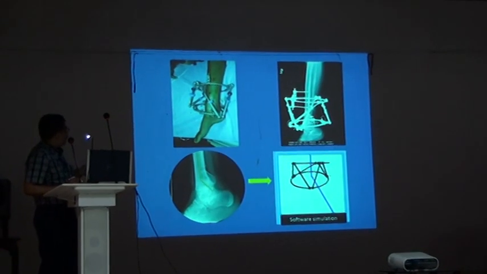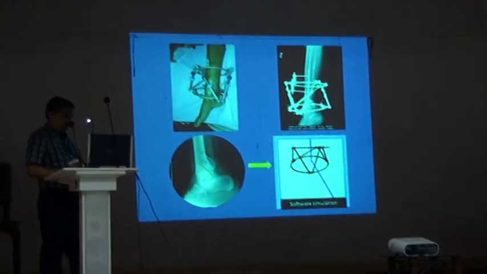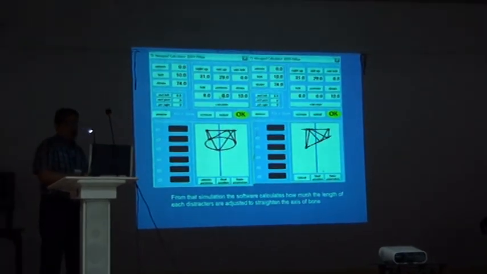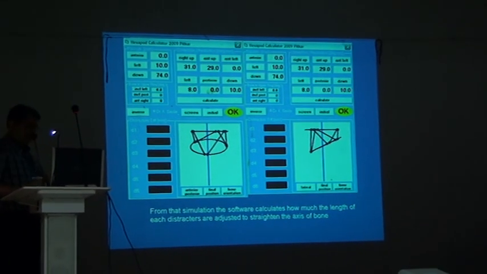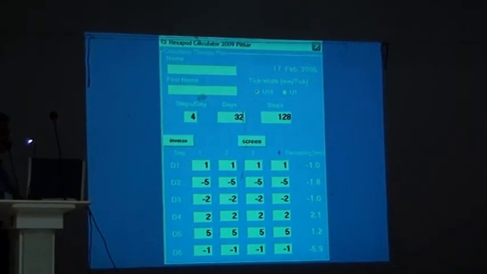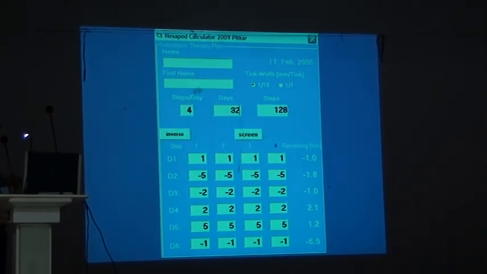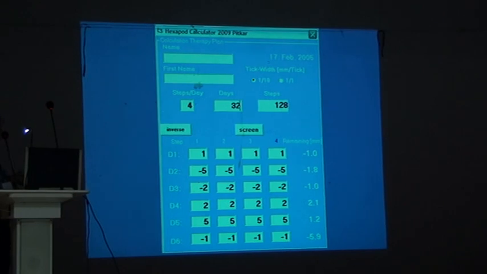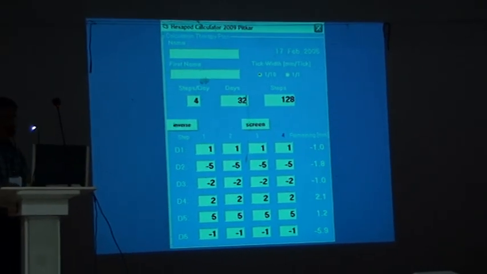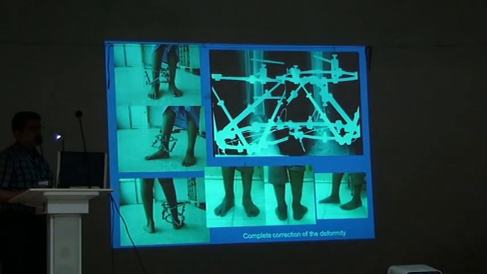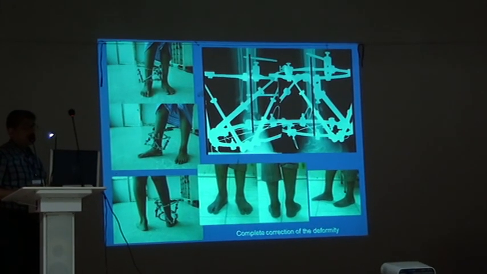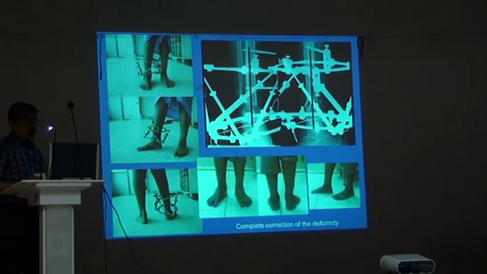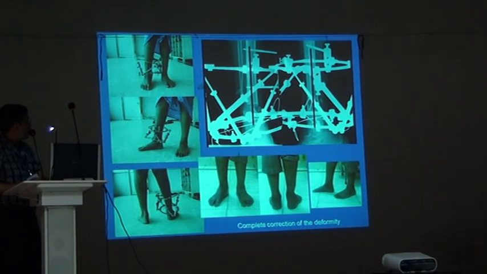The same thing in lateral X-ray, computer simulated the deformity. From that simulation, computer calculates how much the plane to be adjusted to make the axis straight. And from that, we get a calculation that how much the distractors 1 to distractors 6 to be adjusted. We give this program to the patient, and you can see after application of this program, the deformity has been completely corrected. The axis becomes straight, and this is the pictures after removal of fixators.